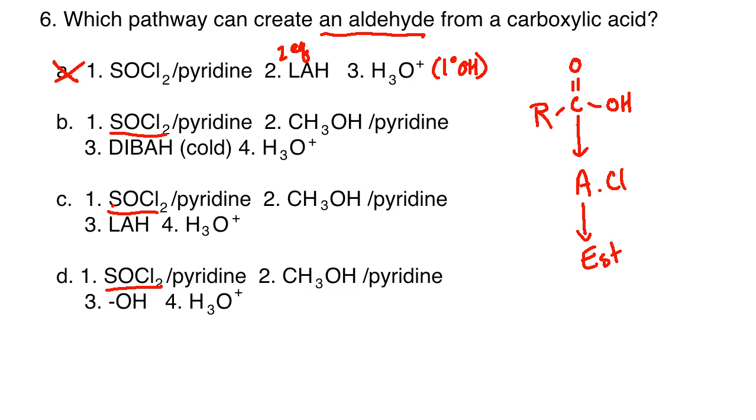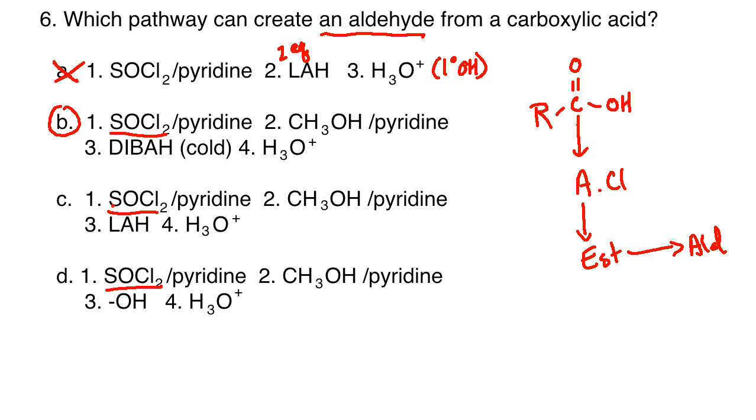I go to 3, DIBAL in cold conditions with H3O+, that is going to convert this to an aldehyde because DIBAL will selectively reduce, okay? And that will give me the aldehyde that I'm looking for. So B would be the correct answer here. Now let's just look at the other two so we understand where they went wrong.